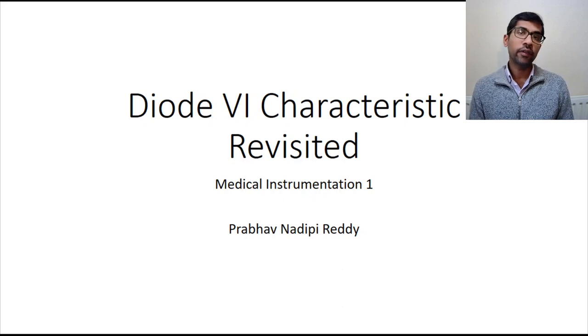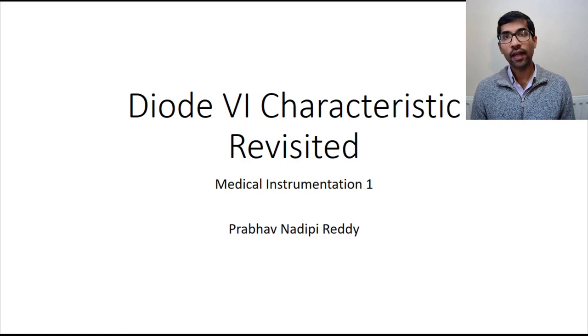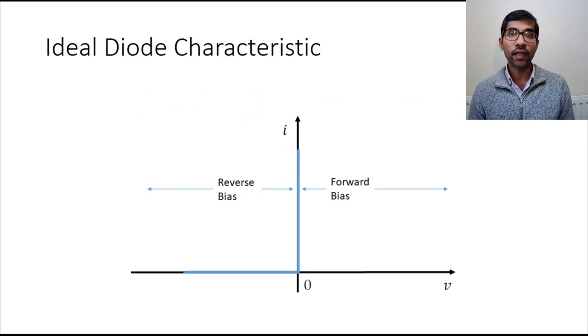Hi, in this video, I want to take a relook at the diode VI characteristic. You remember a few videos back, we had taken a look at the diode VI characteristic and said that in the ideal case, the characteristic looks like this. So when the voltage across the diode is less than zero, we are in the reverse bias and the current is almost equal to zero.